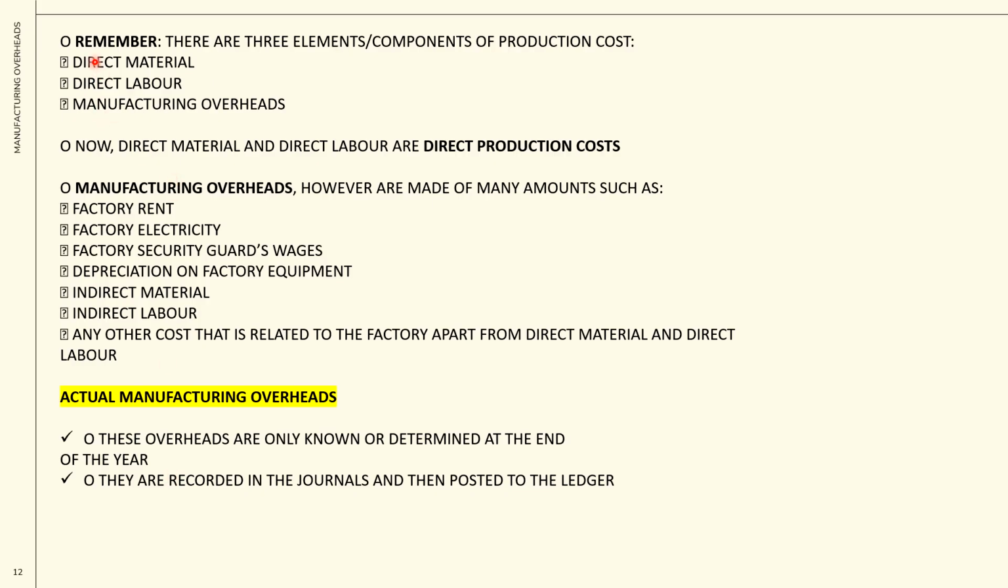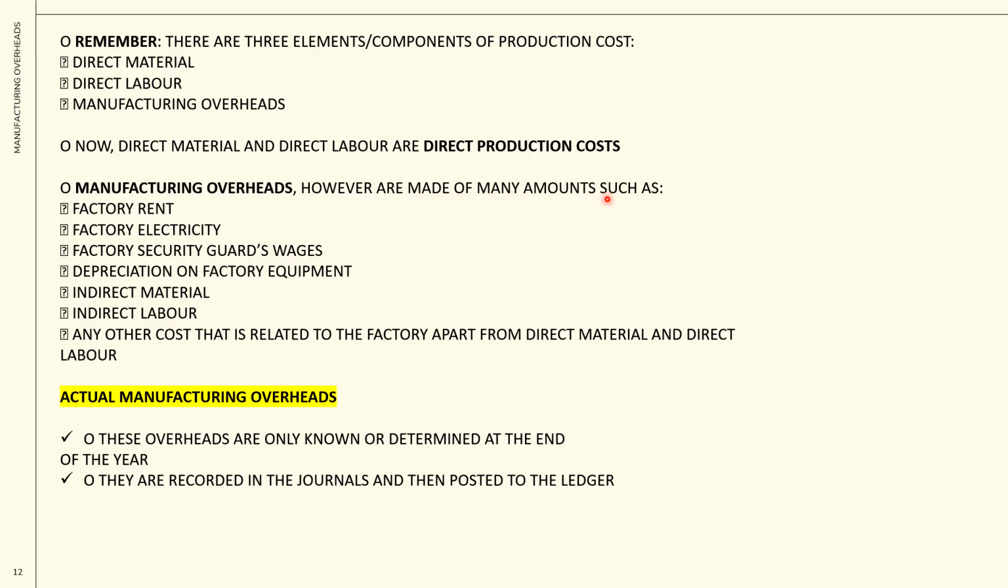Okay, here they say, remember there are three elements or components of production cost. For production to be complete, it must have three components, which is direct material, direct labor, and manufacturing overhead. And you must also remember manufacturing overheads are divided into fixed overheads and variable overheads. Okay. Now, direct material and direct labor are direct production costs. So manufacturing overheads, however, are indirect costs, right?